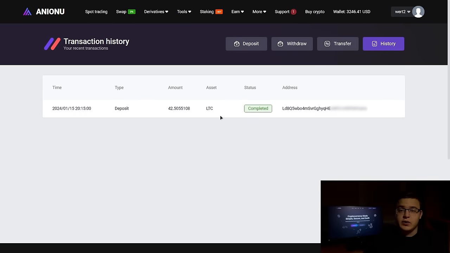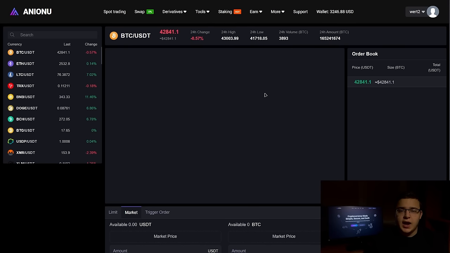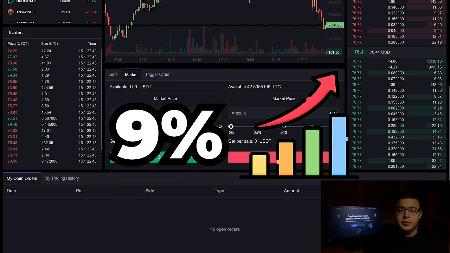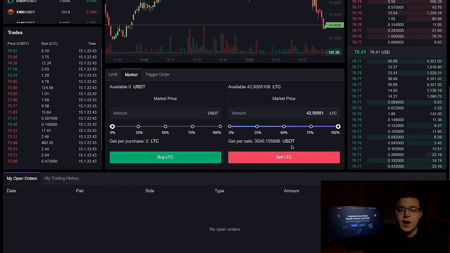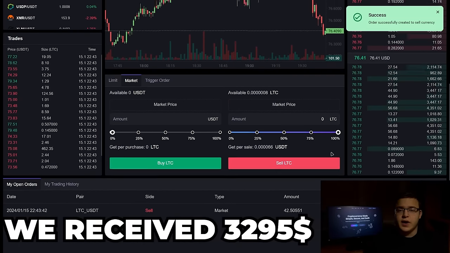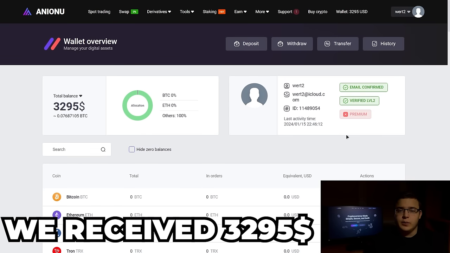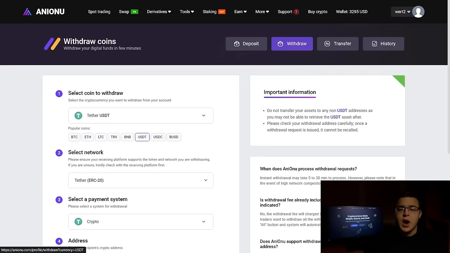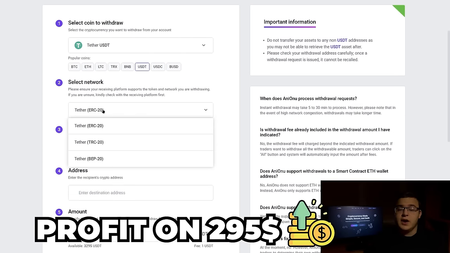Once the Litecoin has arrived on anionu, we'll head over to the trading page and sell the coins for 9% higher than the price on Binance. As you can observe, we receive $3,295 from the sale. Considering our initial amount of $3,000, we made a profit of $295.